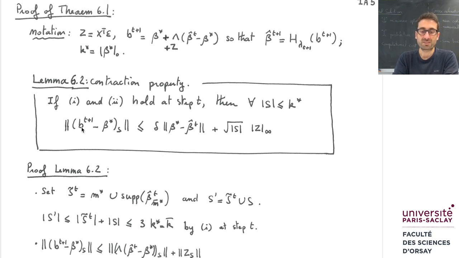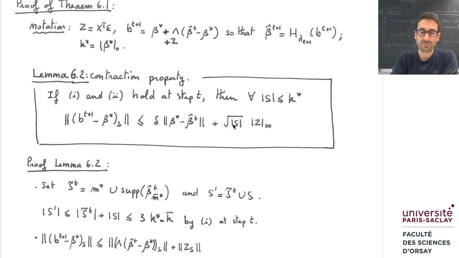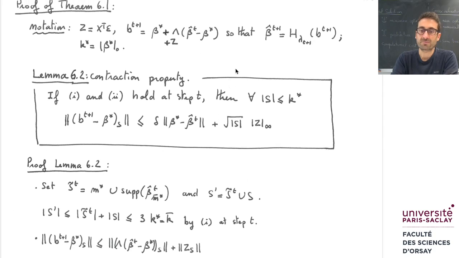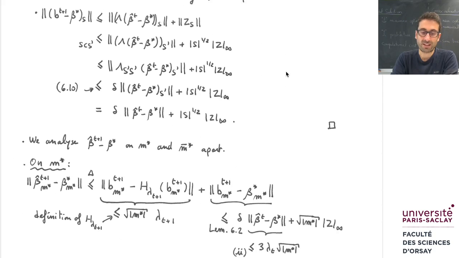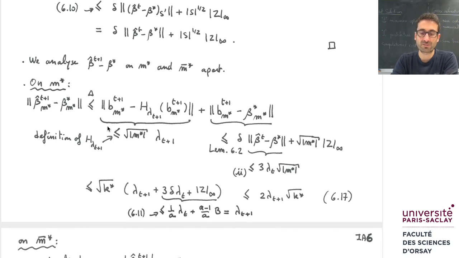Okay, so this is for the gradient update, and now we have to look at the iteration when we apply, in addition, the hard-thresholding. So we will use this lemma repeatedly for analyzing this quantity minus beta star, once we have applied some hard-thresholding. In order to analyze this difference, we will split the analysis in two parts, one part on M star and one part outside of M star. So let's first have a look on M star.